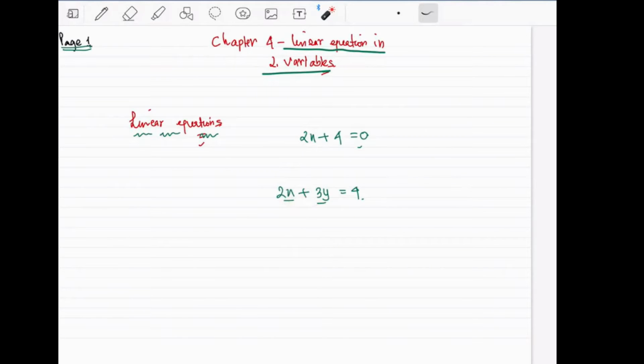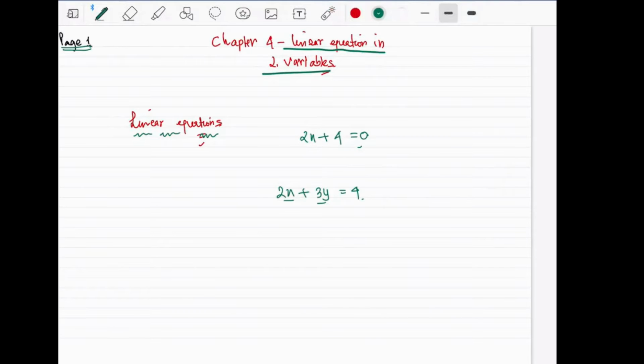So this satisfies two conditions. It is a linear equation and it has two variables. This type of equation is what fits the topic of this chapter. This is a linear equation in two variables.